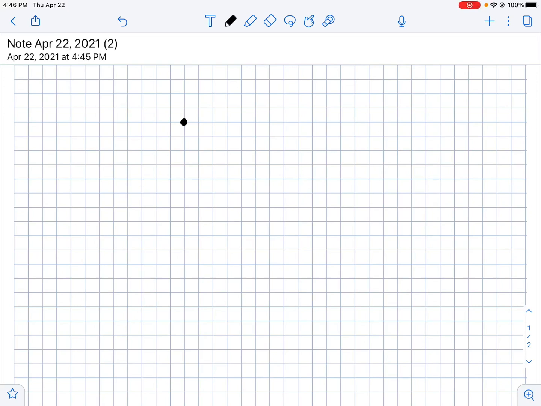Okay, this is question 13 from optimization. So we have train A, and it leaves the station at 10 a.m. and travels south. It's traveling at a speed of 65 kilometers per hour.